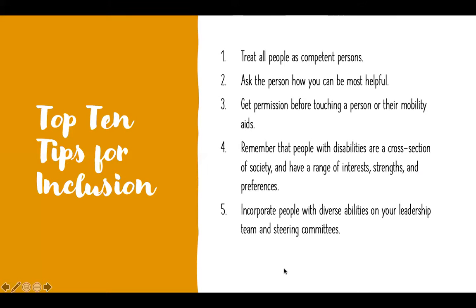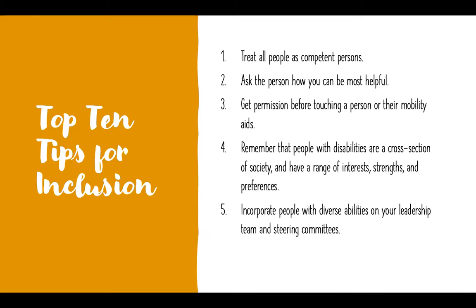So these first few deal with people. First one, treat all people as competent. I can't tell you how many times as a person with a disability, people have not treated me as competent. The second one, ask the person how you can be most helpful. Understand the answer may be, I'm fine, thanks, I don't need anything. But it might be, can you do this? Or can you do that? And respect that.